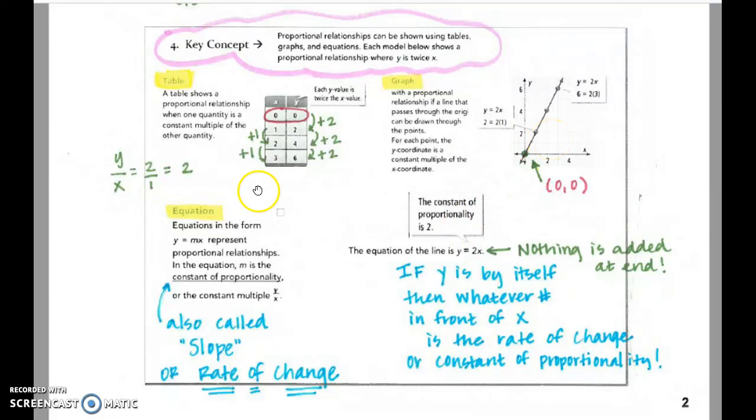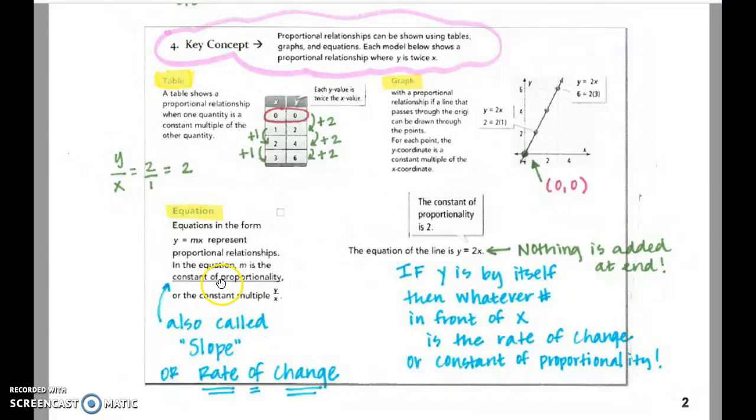Wow, it's amazing how those two relate to one another. Same thing over here. The constant of proportionality is the same thing as your rate of change, or your slope. It's your y change over your x change, just like on your topic 7 test. So 2 divided by 1 is 2.